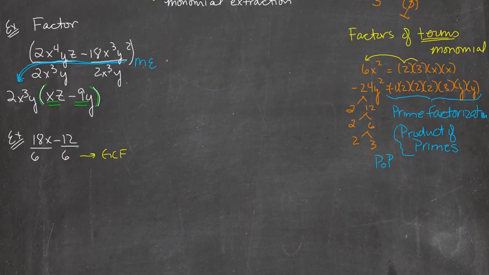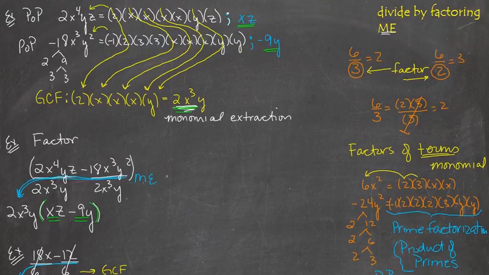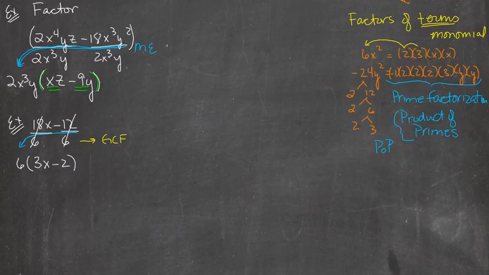So now I'm going to extract it. I'm going to do ME, right? I'm extracting the monomial 6 from the binomial. And what I get is 6 times, do the division. 18 divided by 6 equals 3. There's still an x. Minus 12 divided by 6 equals 2. And so what I have is 6 times 3x minus 2. Just like when I worked with an integer, saying that 6 equals 2 times 3, I'm doing the same thing here. I'm saying that 18x minus 12 equals 6 times 3x minus 2.